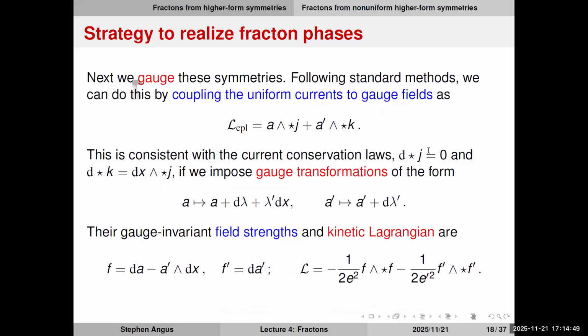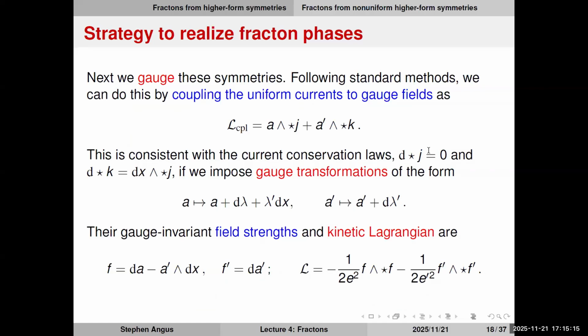And then the next thing we want to do is gauge these symmetries. The standard method to gauge symmetries, in particular zero form symmetries (we can extend to higher form, but that's not important), is that we can gauge them by coupling the uniform currents to gauge fields through some coupling like this.